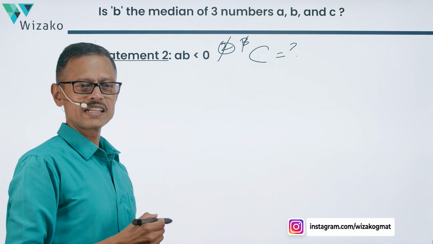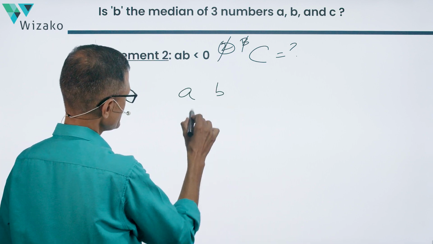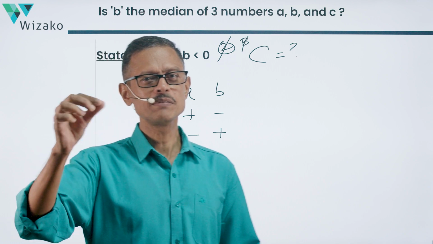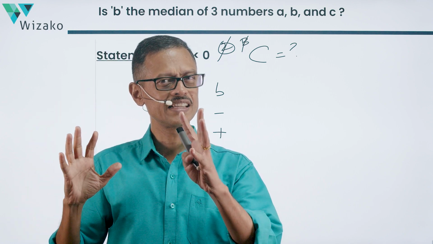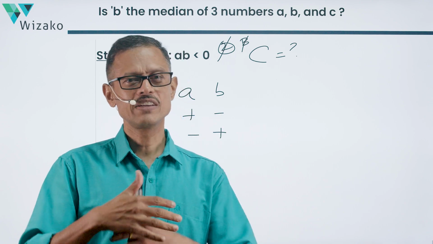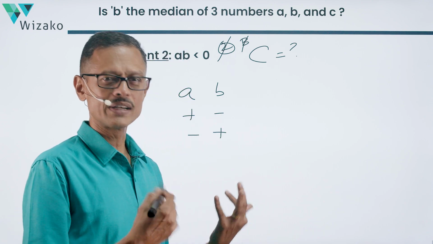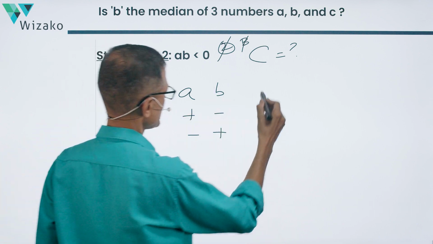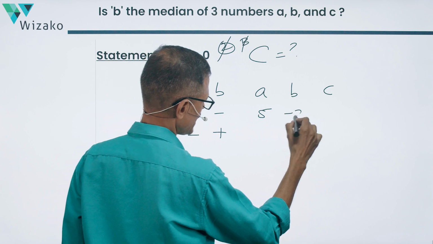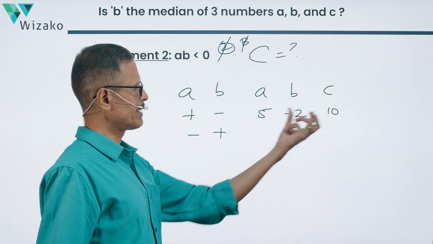AB, the product, is negative. That's possible only when one of these numbers is positive and the other is negative. That's essentially what we have. So A and B belong to opposite signs is the evident information we can take from statement 2. Without knowing anything about C, we can't make sense out of it. If you want, I'll go one step further and show you with an example how it doesn't make sense. One is positive, one is negative. I'm taking A, B, C. Take A to be 5, B to be -2, and C to be 10. So what happens to be the median? -2, 5, and 10.